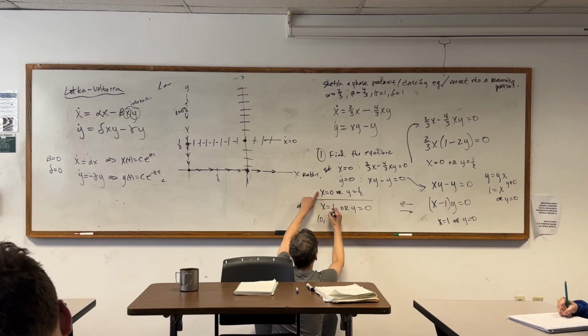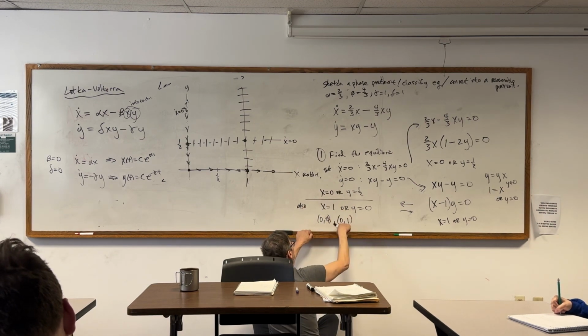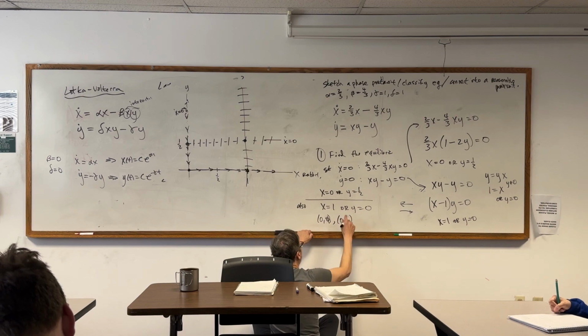First one's going to be 0, 1. Well, let's just go 0, 0. And then 0, 1. So here I'm just using x is 0 for both those, taking both these possibilities.